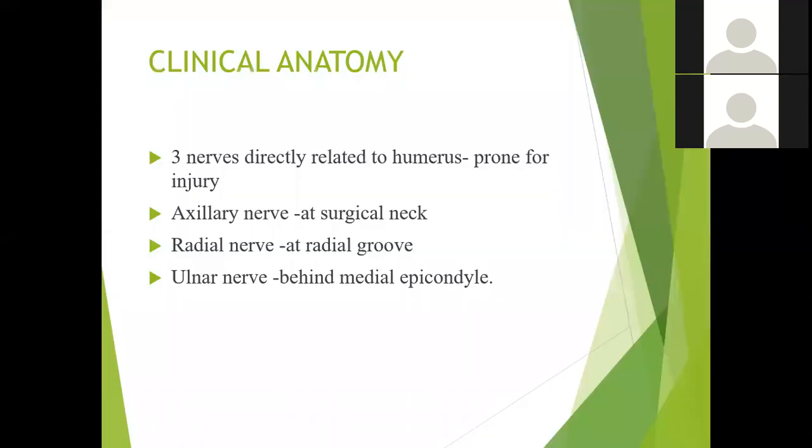So what about the anatomy? Here we can see this bone is directly related with three nerves. If there is any fracture of the humerus, it will directly injure these three nerves. What are the three nerves related with the humerus? First one is the axillary nerve, which lies around the surgical neck of the humerus. Second one is the radial nerve, which lies in the radial groove. Third one is the ulnar nerve, which lies behind the medial epicondyle.